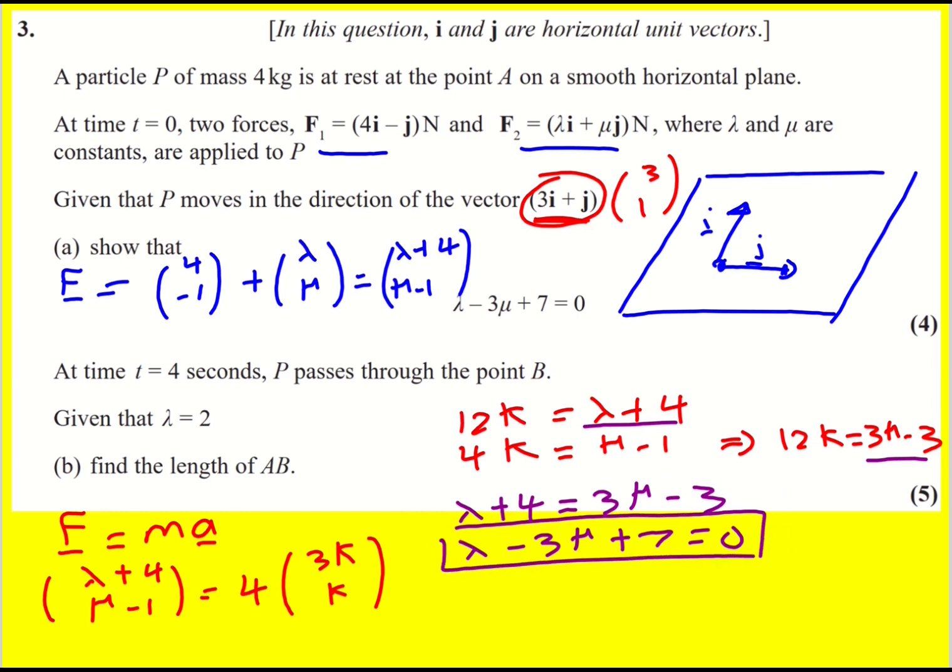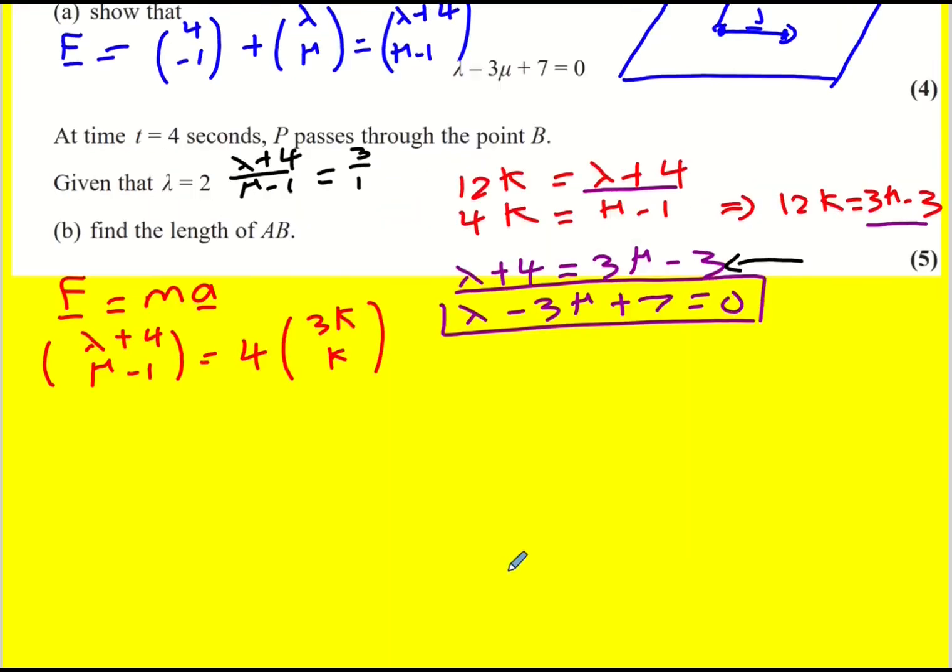If you don't like me using k, you can use ratio instead, which is along the same lines, because with ratio you just have a scalar factor. You're kind of using the idea of gradient, I guess, but yeah, (λ + 4) over (μ - 1), the top divided by the bottom, must equal 3 divided by 1. And you get there slightly quicker to here. But personally, I think it makes a bit more sense to say it's some multiple of (3, 1) and go from there. Anyway, we're there with our equation.